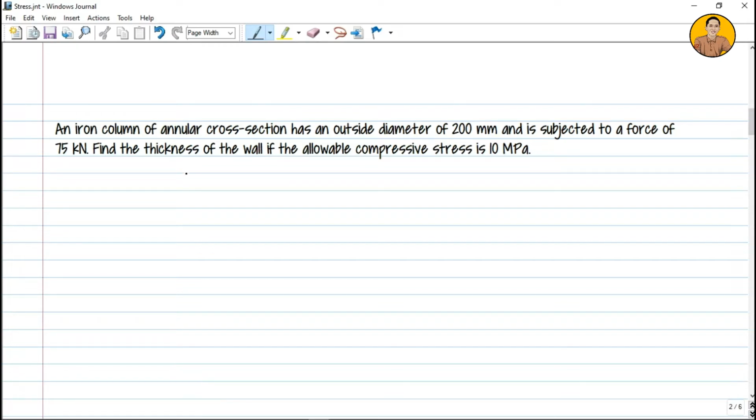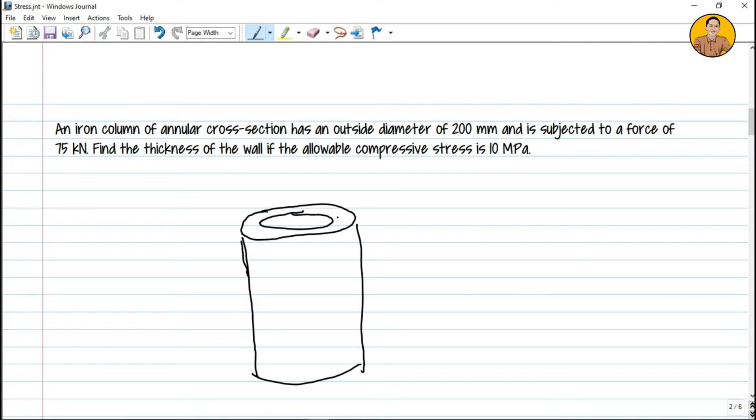Therefore, this is actually a hollow cylinder, meaning hindi siya buo yung volume niya sa gitna. This figure looks like this. So hollow cylinder siya kasi meron siyang thickness. Then yung force natin is a compressive force. We have here 75 kilonewtons. Ang hinahanap natin dito, guys, is this thickness, T, the thickness of this iron column.